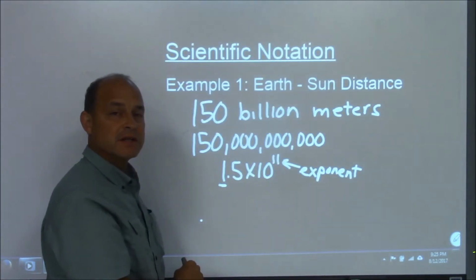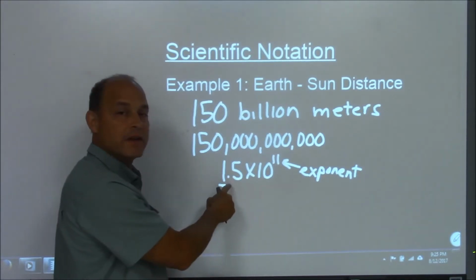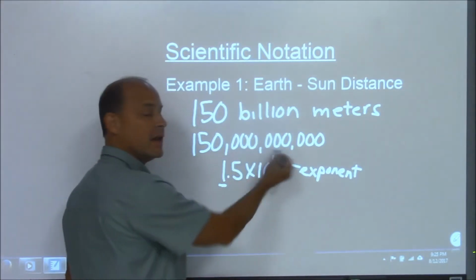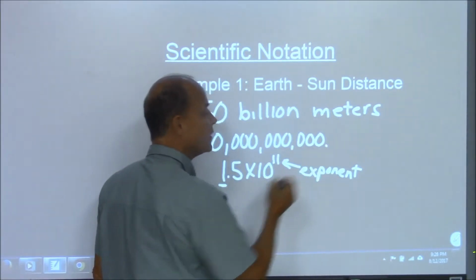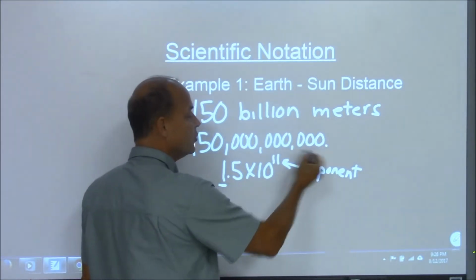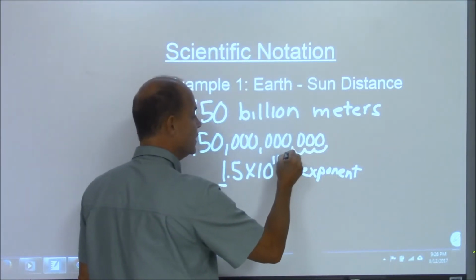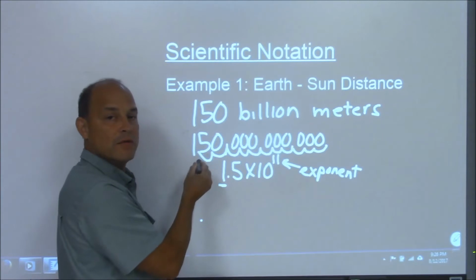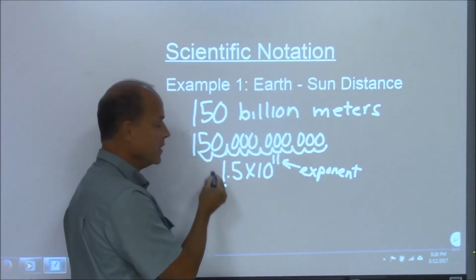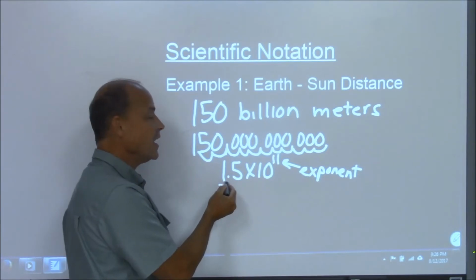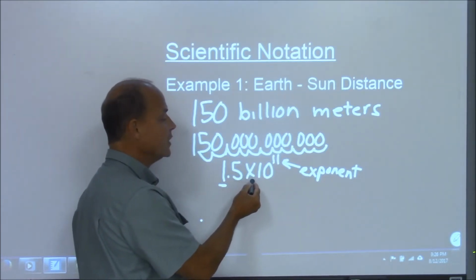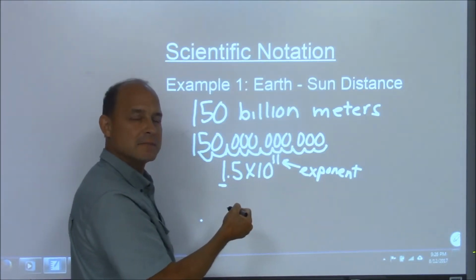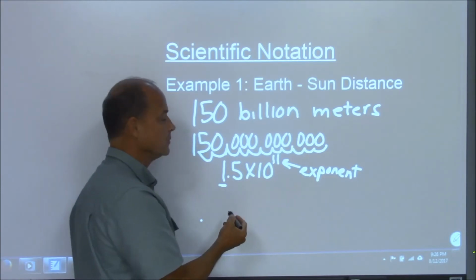This exponent tells us that what we've actually done is moved the decimal place 11 places. Let me show you. In expanded form, here's 150 billion, and the decimal point's right there. If we move the decimal point 1, 2, 3, 4, 5, 6, 7, 8, 9, 10, 11, we move the decimal point between the 1 and the 5. Now, 1.5 is not 150 billion, so that's why we need to multiply it times 10 to the 11. Maybe this will make sense if I show you another example.